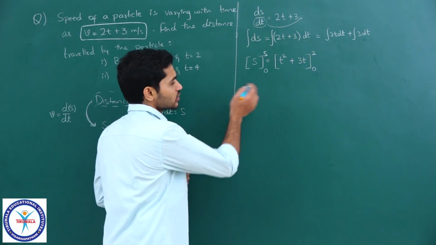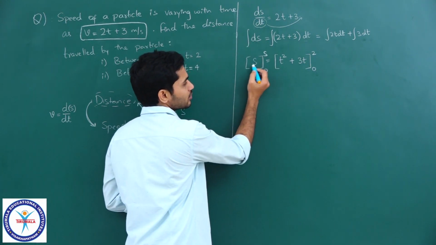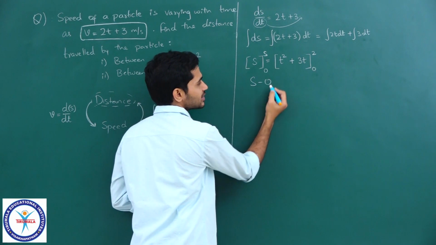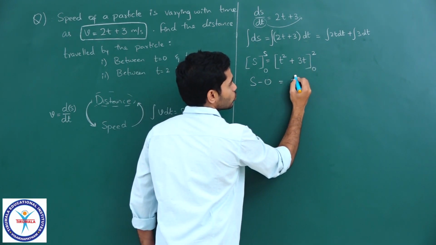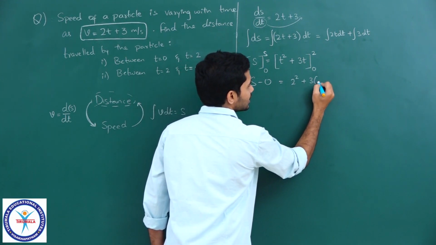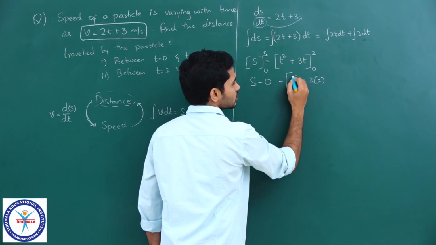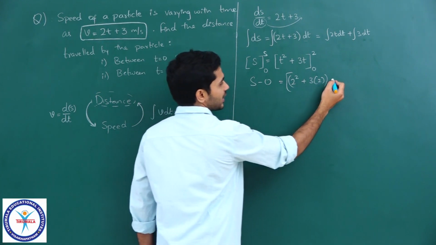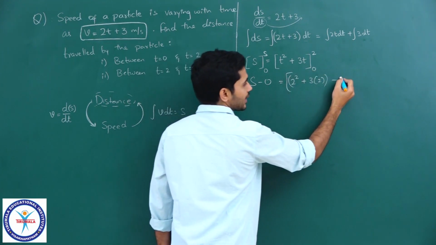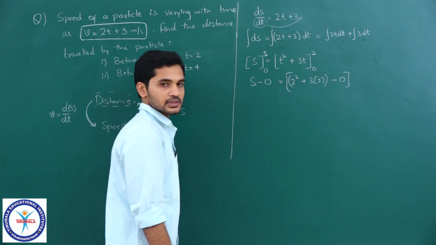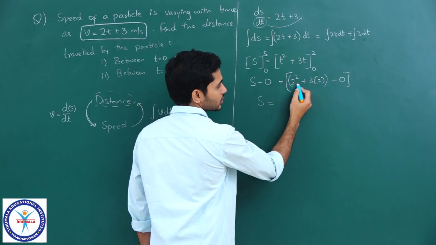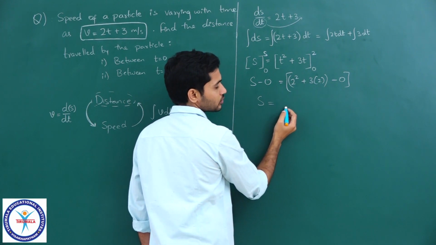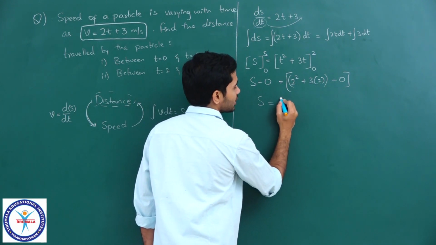Now we know how to substitute the limits. Substituting the limits in this expression, I get s minus 0 is equal to, when I substitute 2, 2 squared plus 3 into 2, minus, when I substitute 0, I get 0. That is it. When I simplify this, I get s = 2 squared, which is 4, plus 3 into 2, which is 6. So this gives me 10 meters.